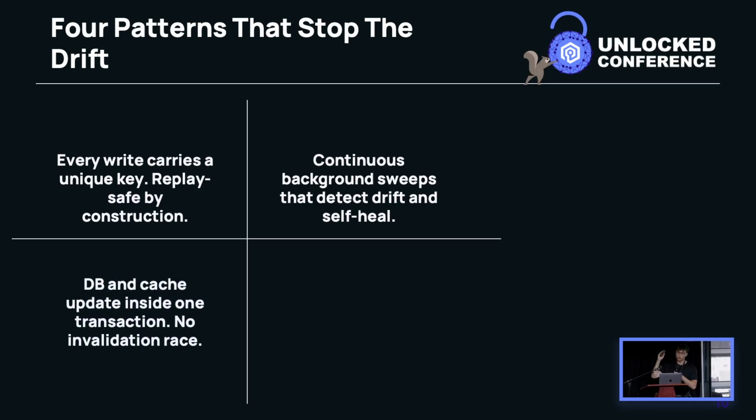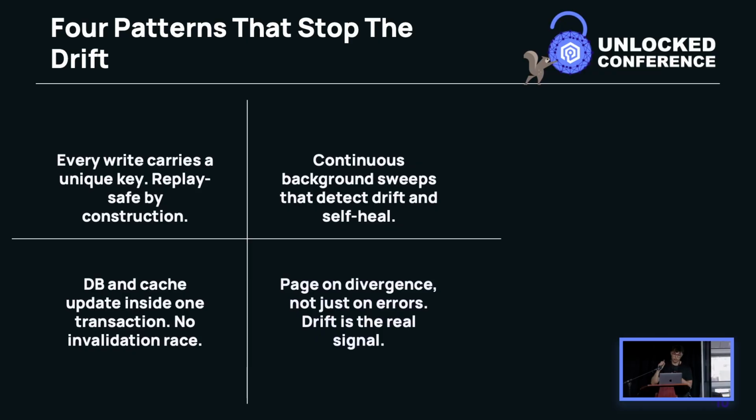Another one was making sure DB and cache updates were inside one transaction. So when the cache was invalidated, it would happen at the same time as the drift was detected. Another thing was to page on divergence, not just errors. When drift was a real signal, and we actually had a major amount of drifts, as drift would be very frequent.